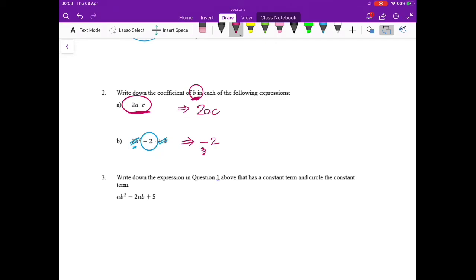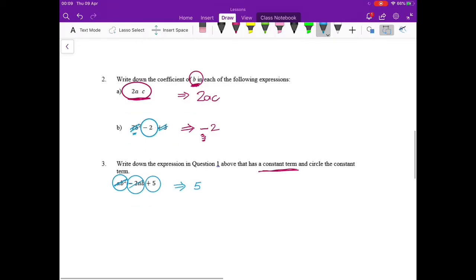Right, let's look at number 3. Write down the expression in question 1 above that has a constant term. Constant means it can never change. So the only thing that can be a constant is a number. But remember, the first thing we do, there's my negative, so that is one term. This is my second term. This is my third term. Rule number 1 in algebra, circle your terms. That's got variables in it, that's got variables in it, so my constant term is 5. When it's a positive, I don't include the sign.